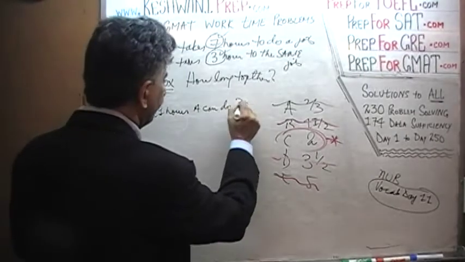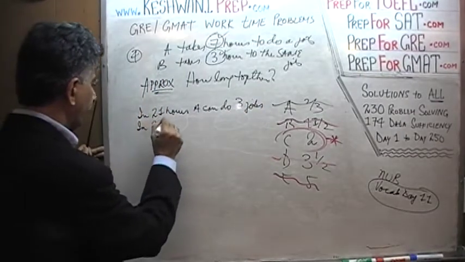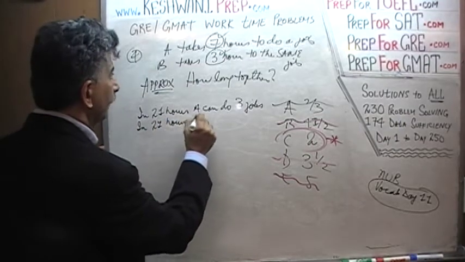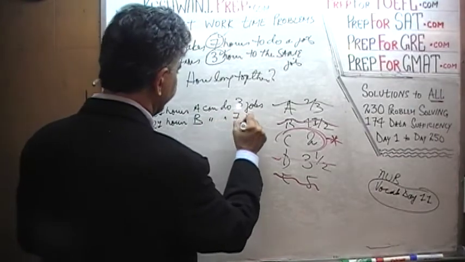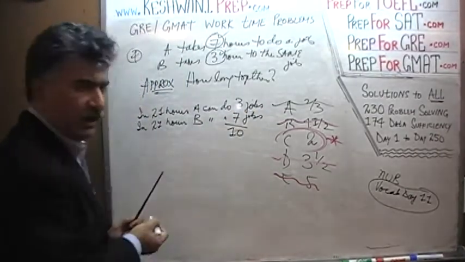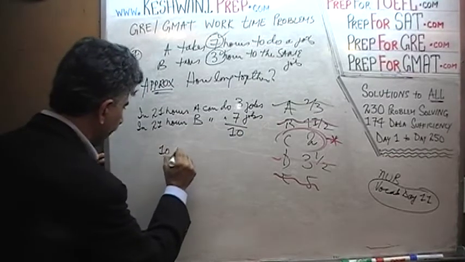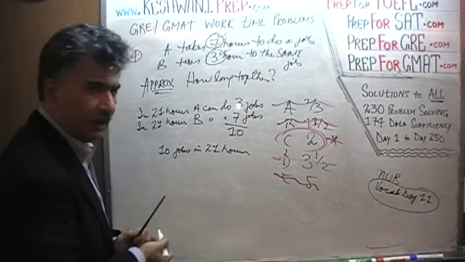A can do 3 jobs. In 21 hours, B can do 7 jobs. Together they can do 10 jobs. They can do 10 jobs in 21 hours.